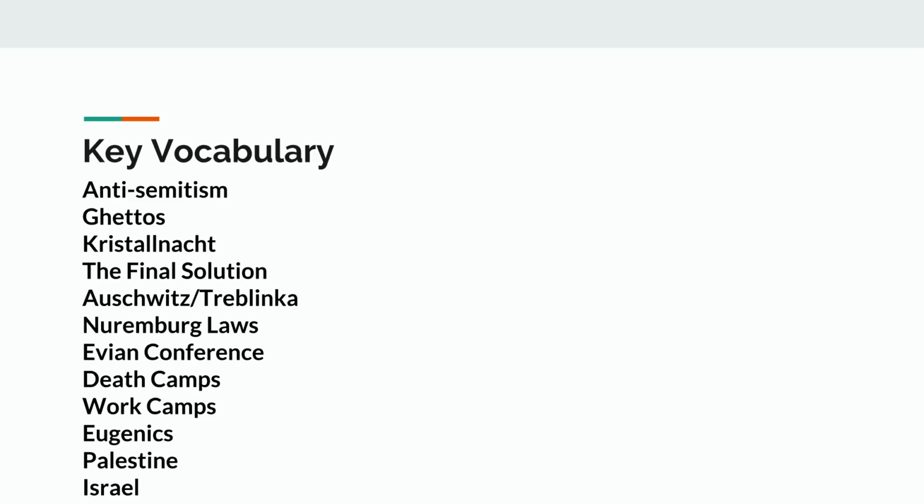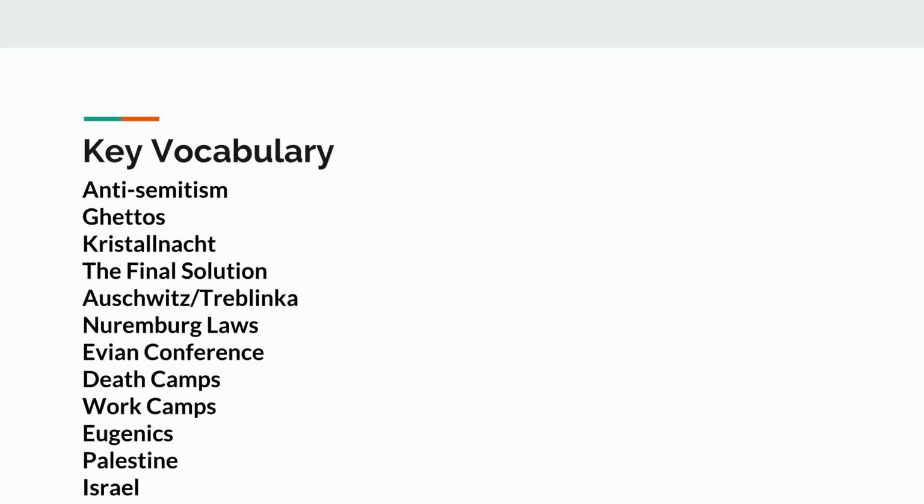Some key vocab words that you need to know as well. Of course, the word anti-Semitism, which means, of course, against the Jewish religion. They were not in favor of the Jewish religion. Everything was against the Jewish religion. So that's what anti-Semitism is. The word ghettos, which is going to come up. The ghettos were actually formed after the Nazis began to sort of take their revenge out on the Jews, and ghettos were where they pretty much put the Jews.